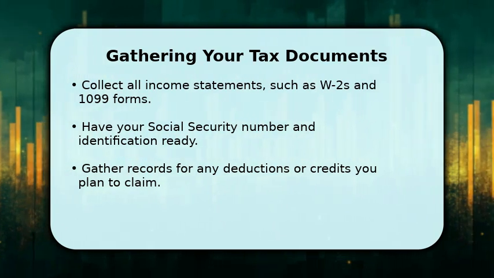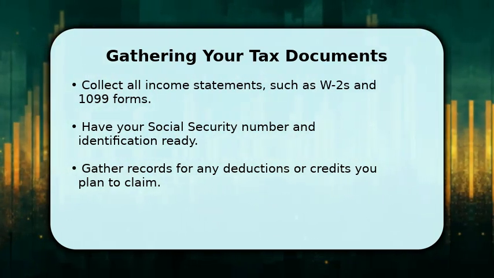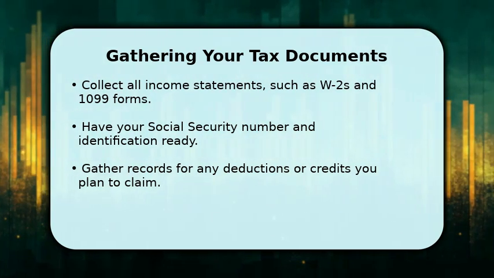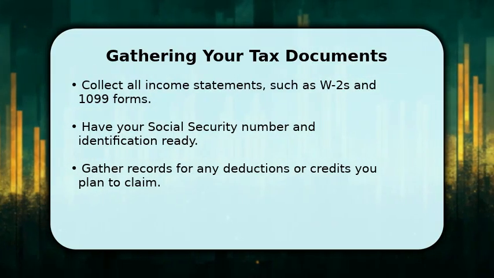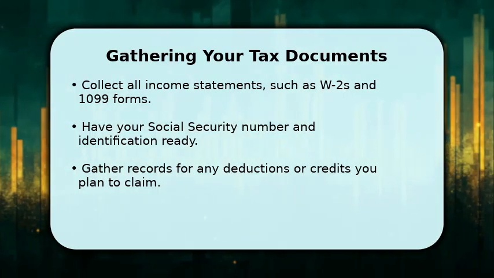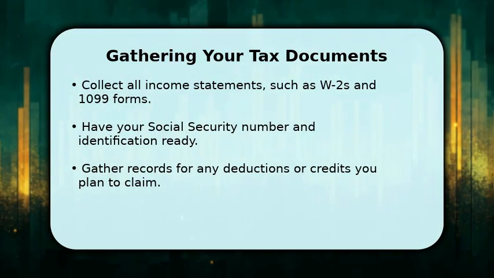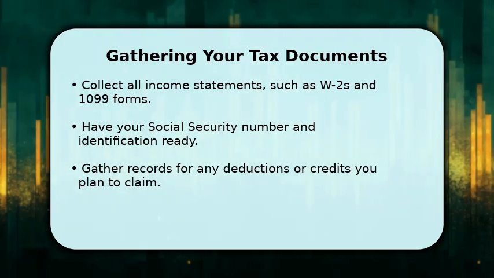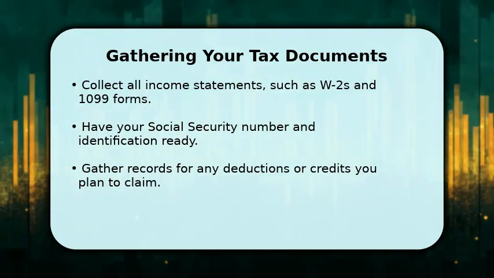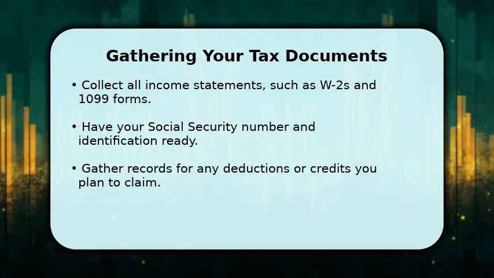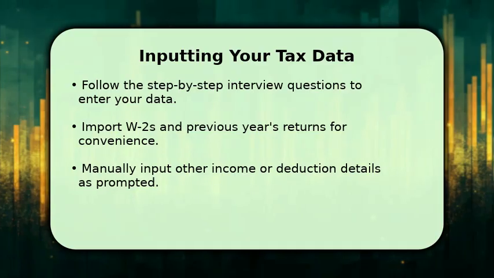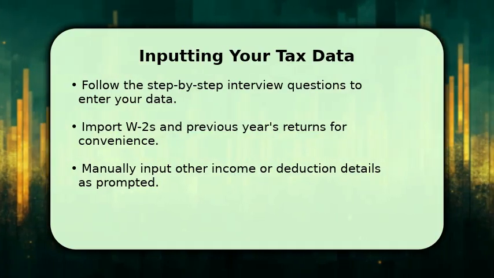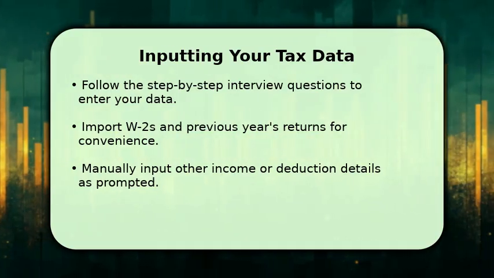This includes income statements like your W-2s from employers and any 1099 forms for other income sources. You will also need your Social Security number and a valid form of identification. Don't forget to collect records for potential deductions and credits, such as mortgage interest or charitable contributions, to maximize your refund.